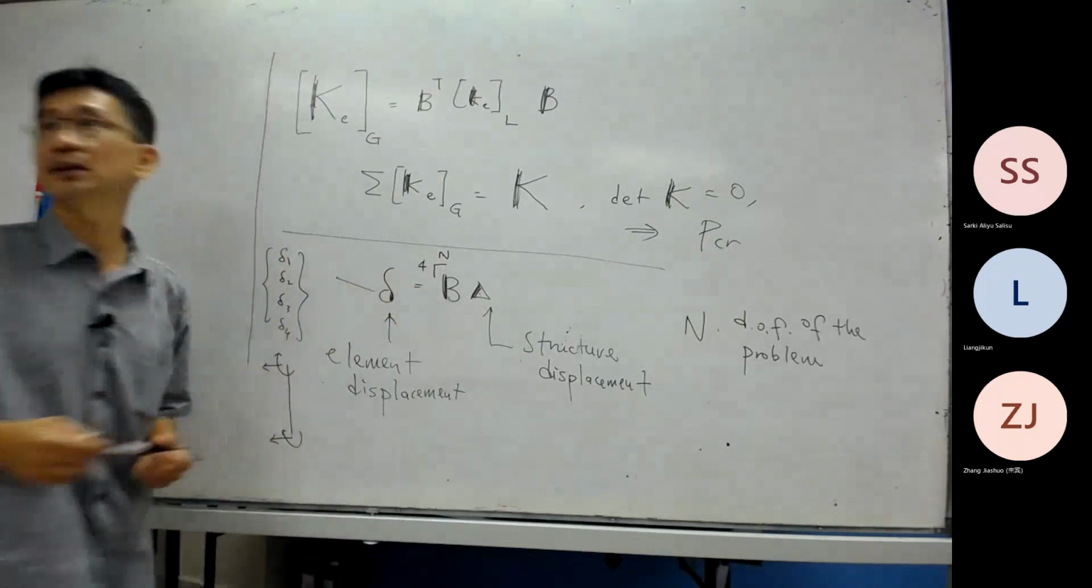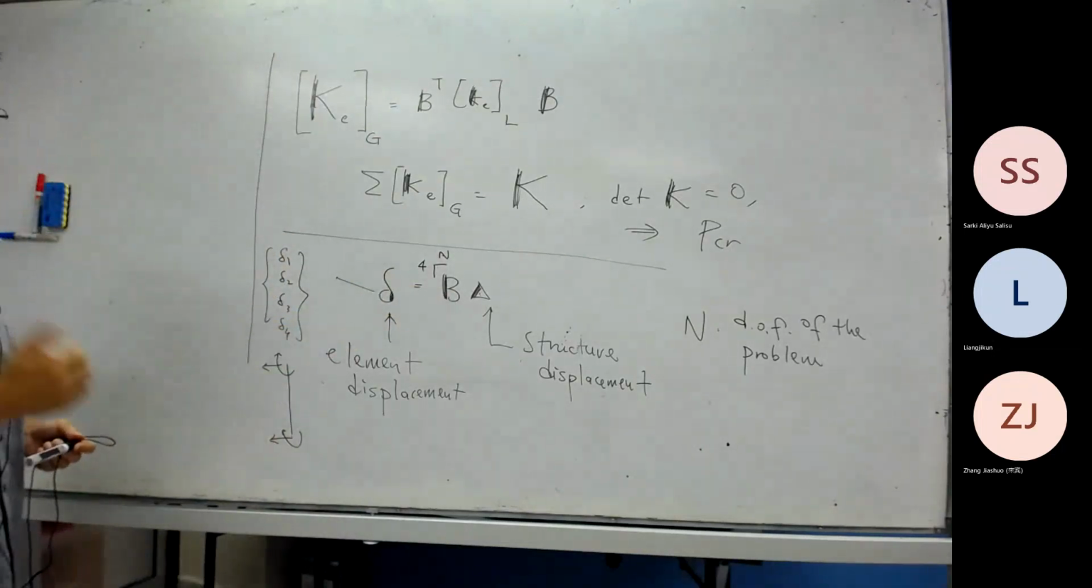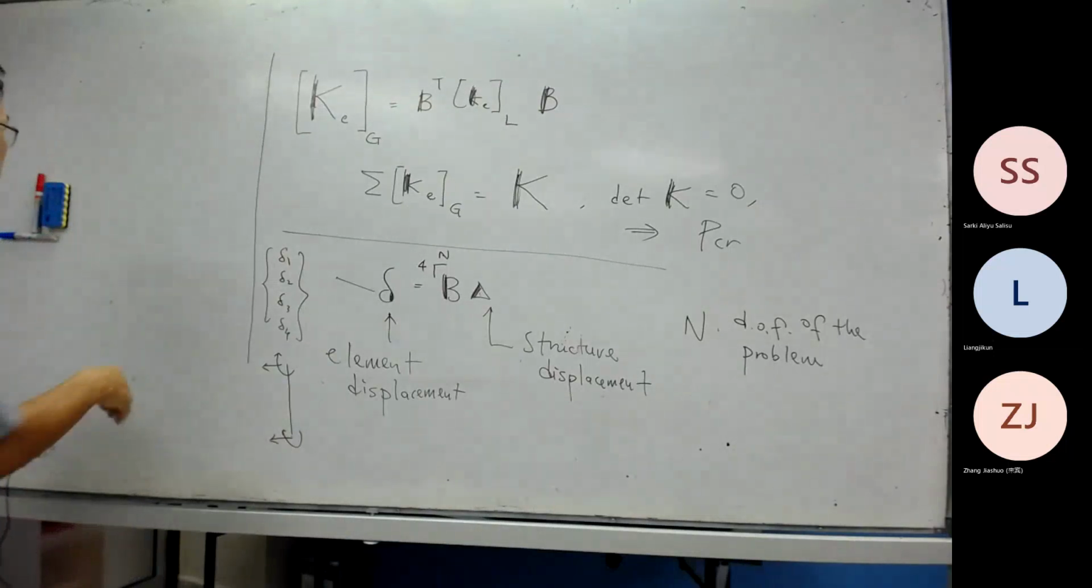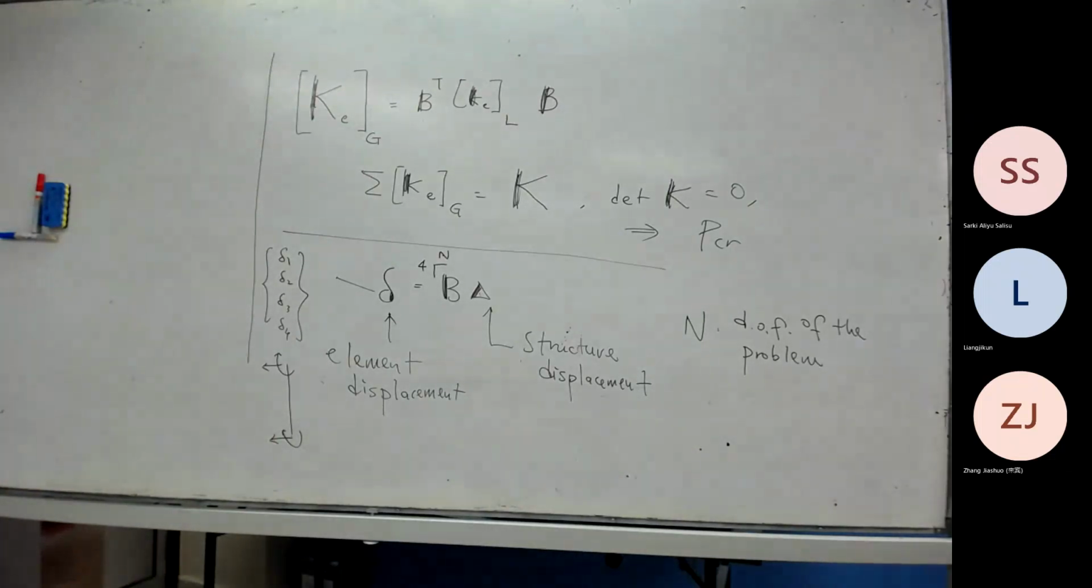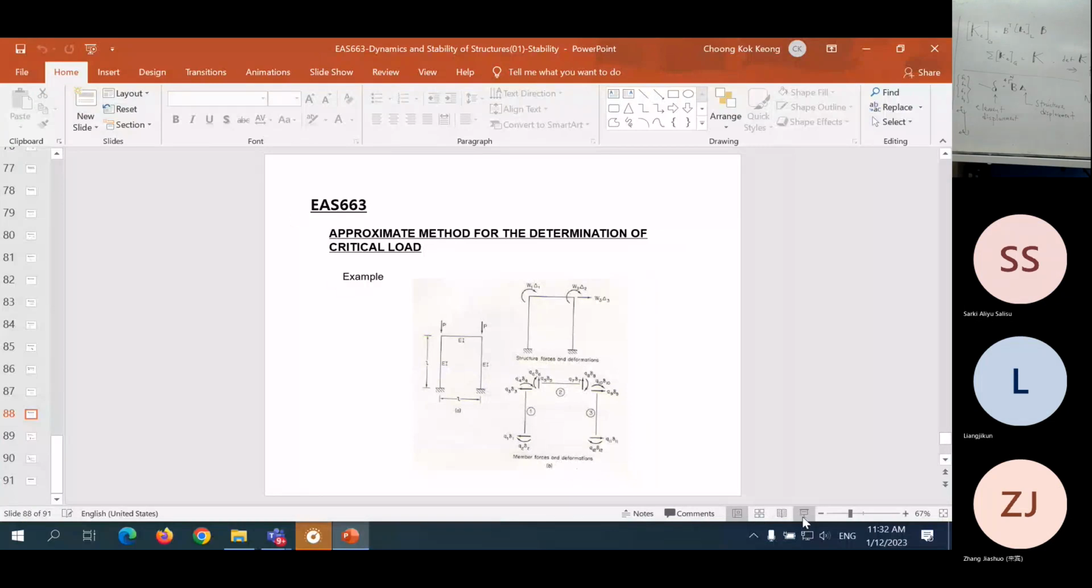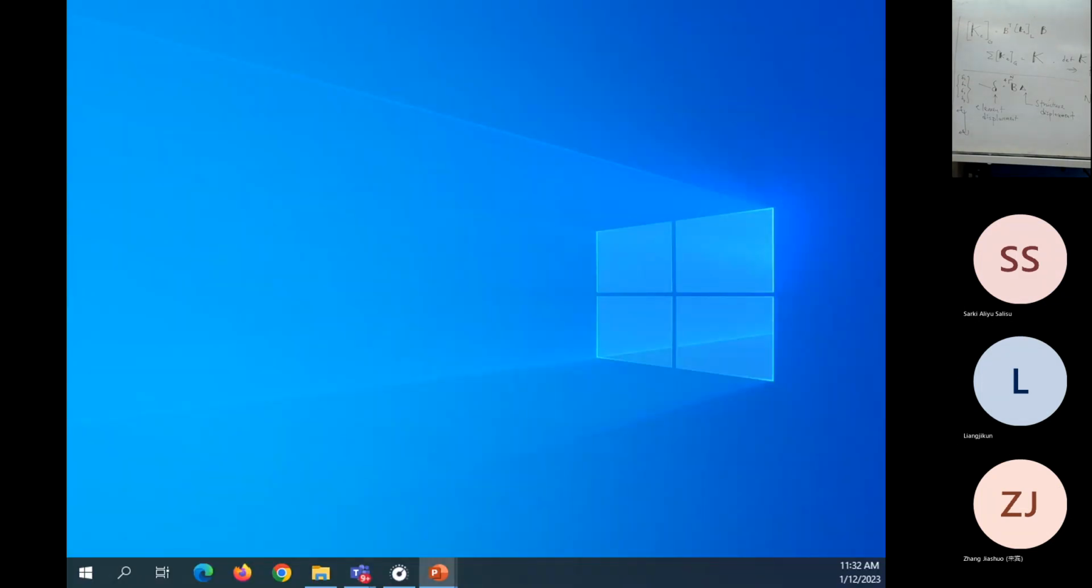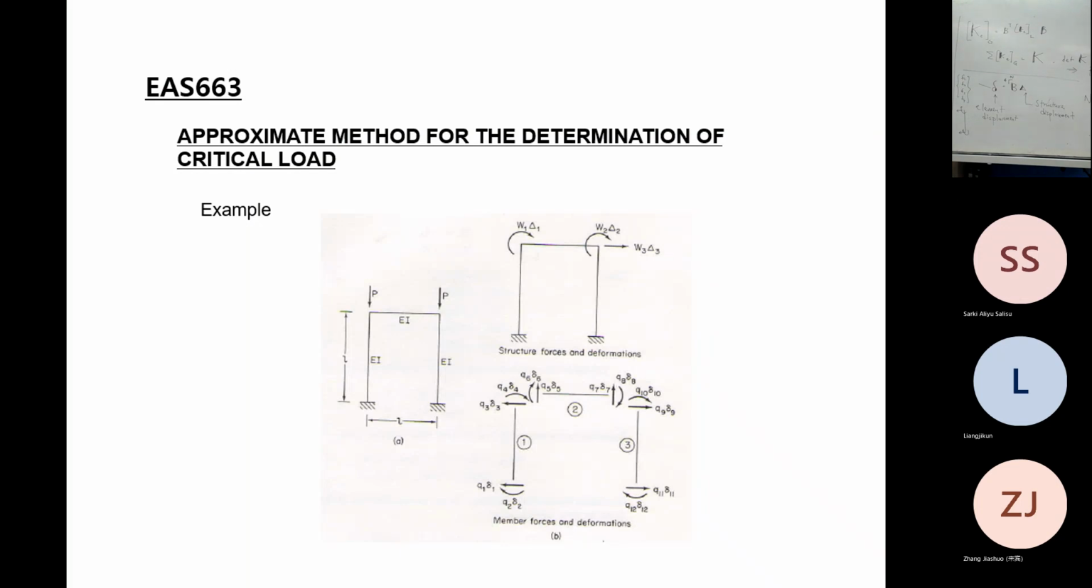So how to get this B? This is the one that I'm going to show you using that example. How to get B. Now the main idea here, how to get B, is you go one by one. Element 1, start with element 1 first, element 2, element 3. Then you look at this element will correspond to the structure level, this one.